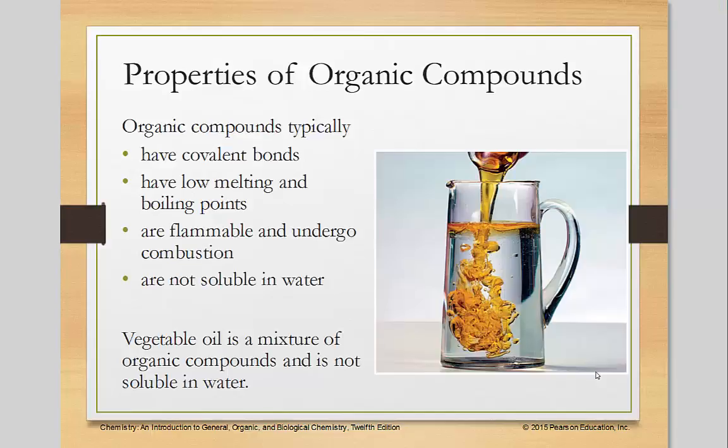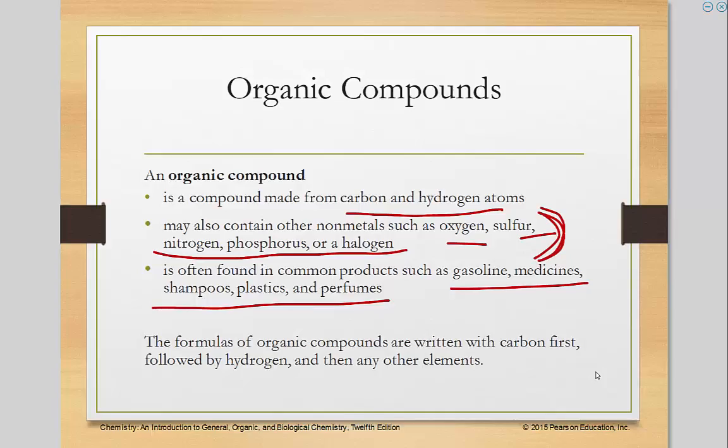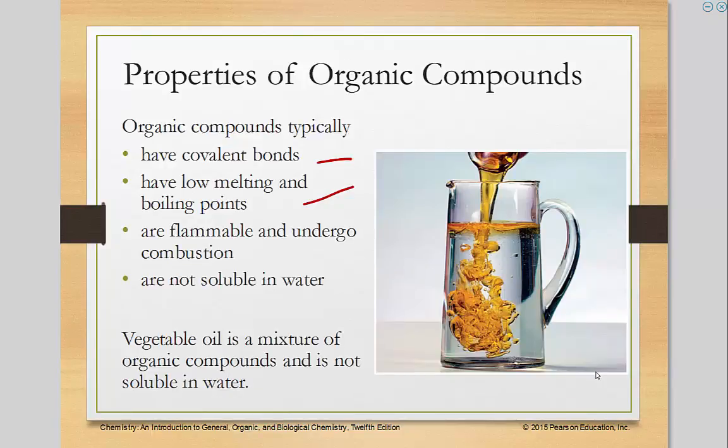In general, organic compounds typically have covalent bonds and low melting and boiling points, which is why you'll typically find them as liquids or gases. They're flammable, which is why we can set wood on fire when we're having a bonfire. And they're not typically soluble in water unless they contain one of these. Vegetable oil here is not getting dissolved in the water, it's just floating on top, because vegetable oil is an organic compound.